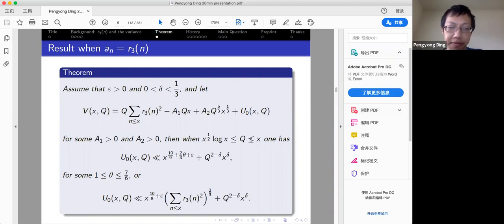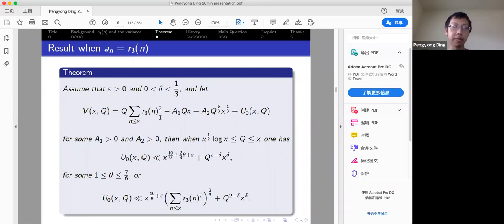And if Q is greater than or equal to root x times log s, but less than or equal to x, then the error term is less than x to the power of 10 over 9 plus 2/3 times theta plus epsilon, plus Q to the 2 minus delta x to the delta, for some theta greater than or equal to 1 and less than or equal to 7 over 6.